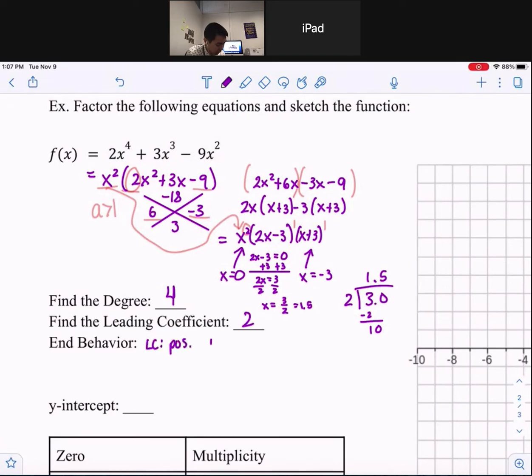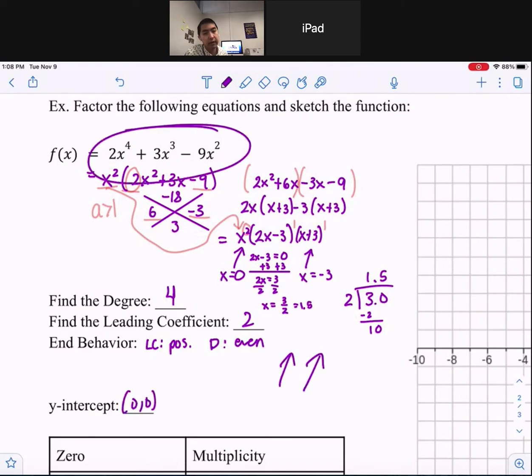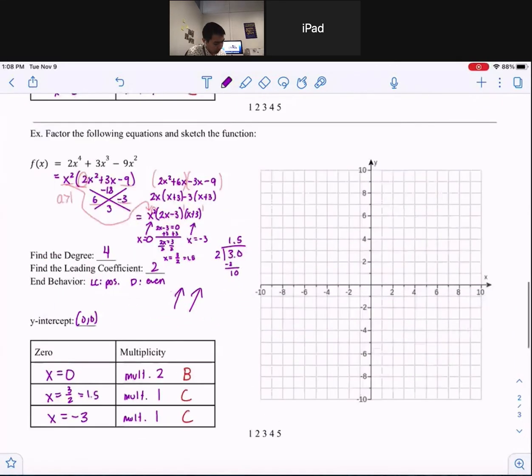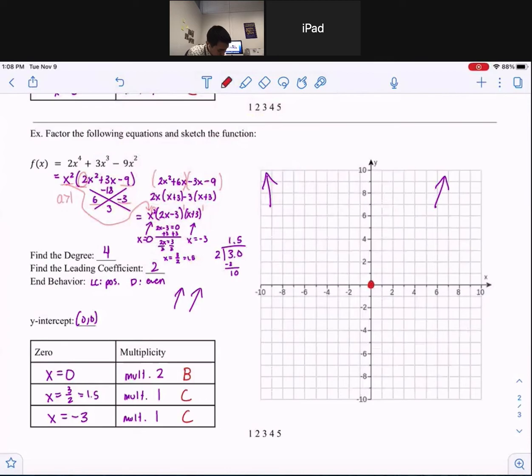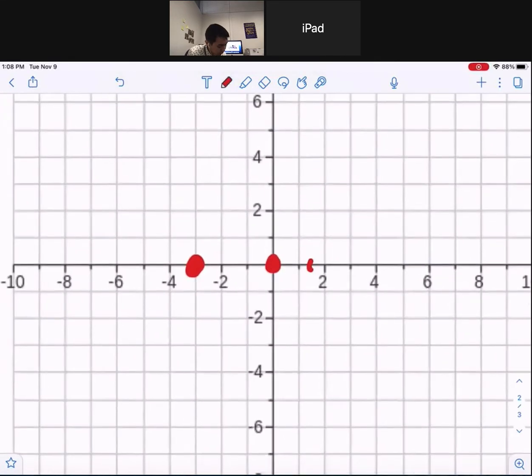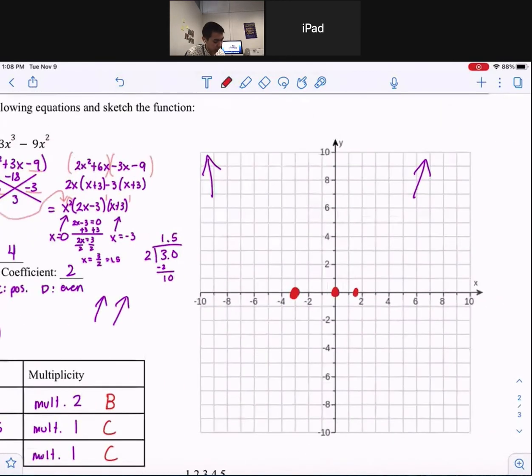So the leading coefficient is positive. Your degree is 4, which is even. So positive even is up, up. Y-intercept is 0, 0, because if you plug in 0 for x, it is 0. So here we go. Up, up. Plot your zeros at x equals 0, x equals -3. 1.5 is in between 1 and 2. So there's 1.5.